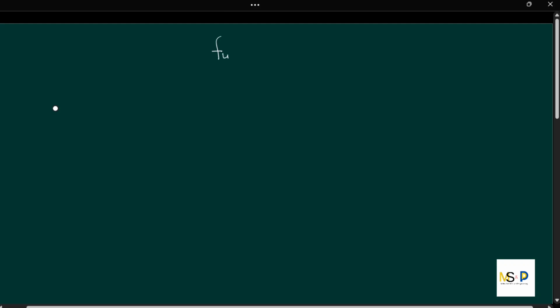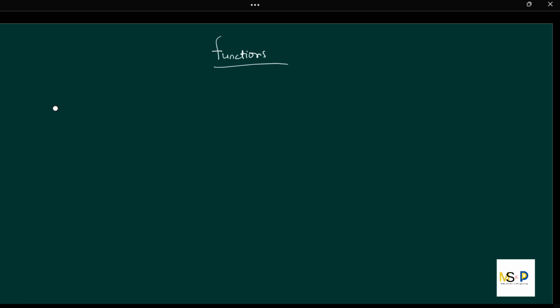Okay, functions. Today we're going to be looking at functions, and I'm going to try to explain what a function is in the simplest way possible.